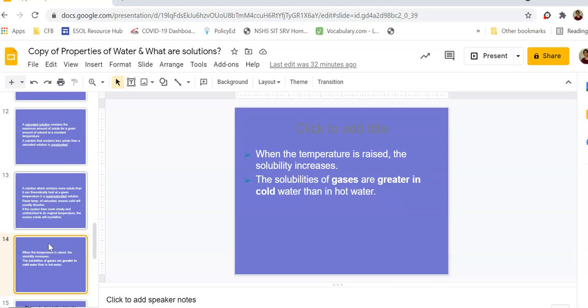Because when you leave it in the sun or when you leave it out, what happens is the kinetic energy increases because the temperature increases. So they bump into each other more and the gases find ways to escape the solution. So if you are trying to dissolve a gaseous solute, you want to decrease the temperature. If you're trying to dissolve a solid solute, you want to increase the temperature.